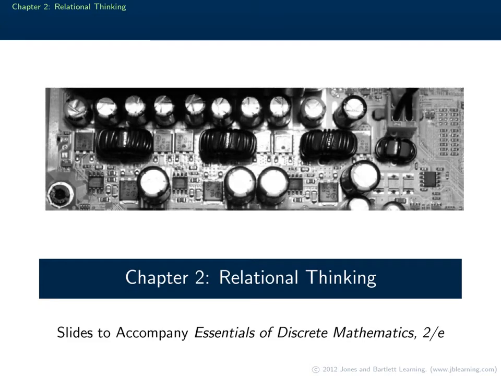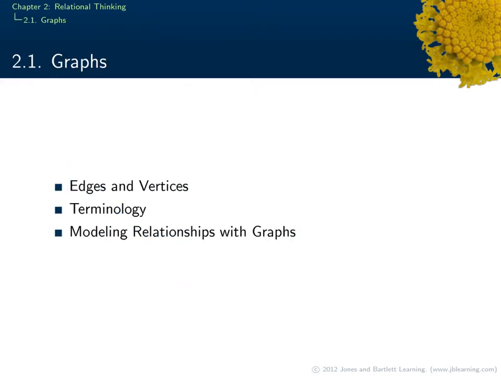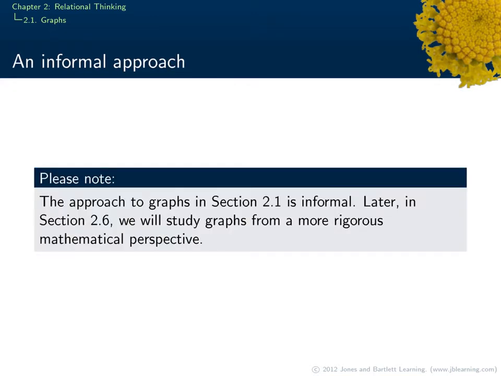So we've recently finished our discussion of Chapter 1, which is about logical thinking. And now we're moving on to Chapter 2, which is about relational thinking. In relational thinking, we explore the relationships among various groups of objects. In this chapter, there will be several topics of relational thinking that will be discussed, including graphs, sets, functions, relations and equivalences, partial orderings, and graph theory. We begin the chapter with a discussion of graphs.